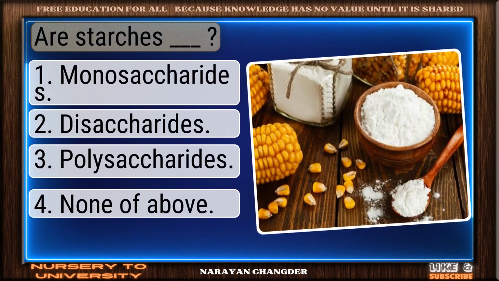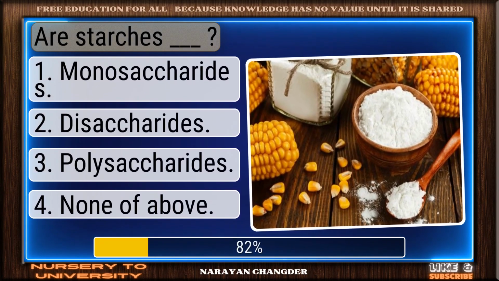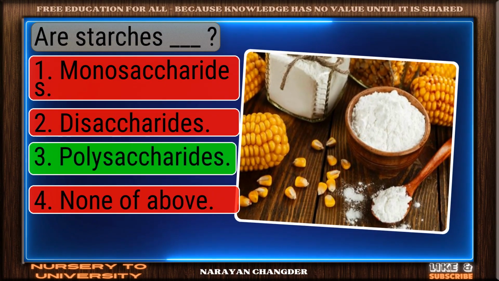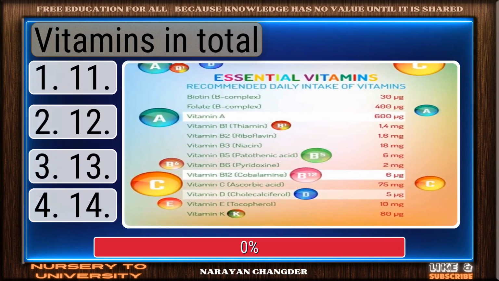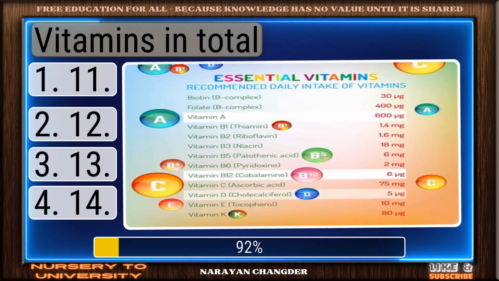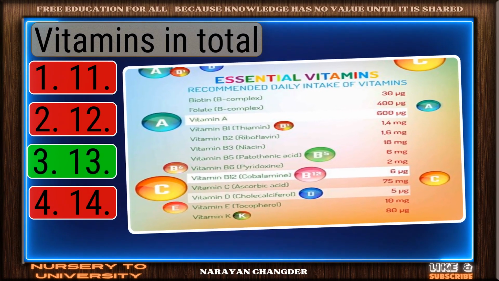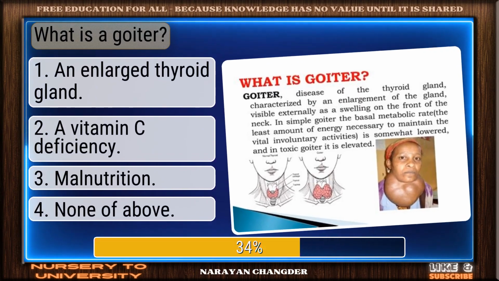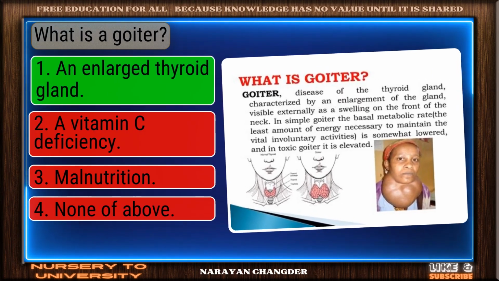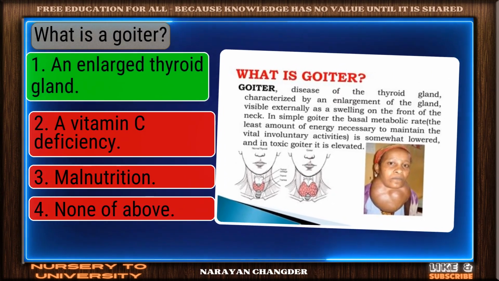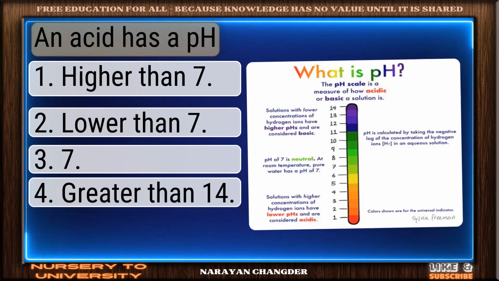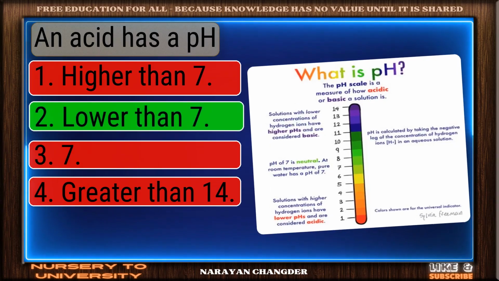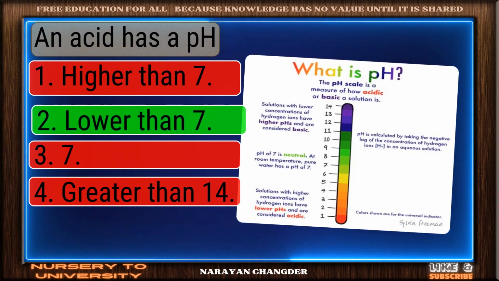A starch is dash. You're right. Polysaccharides is the correct answer. Vitamins in total. Smart move. 13 is an accurate answer. What is a goiter? Exactly. An enlarged thyroid gland makes sense and it is the right choice. An acid has... Well picked. Lower than 7 is the correct answer.